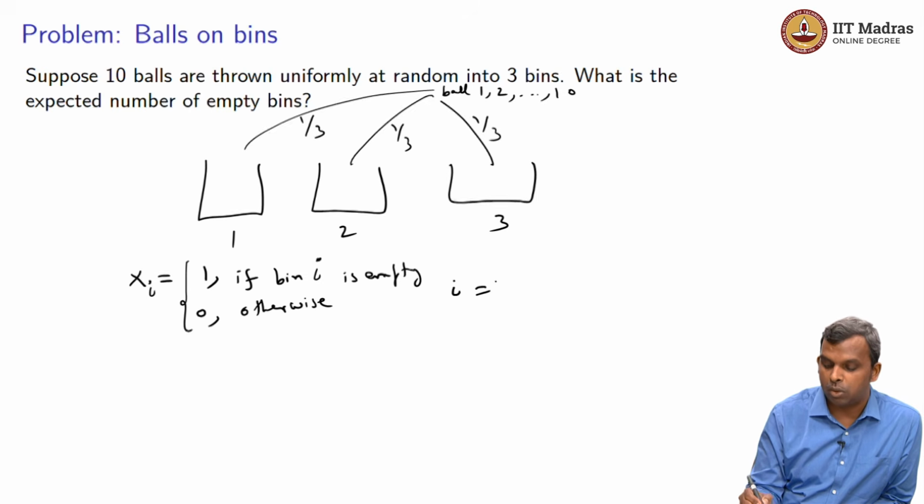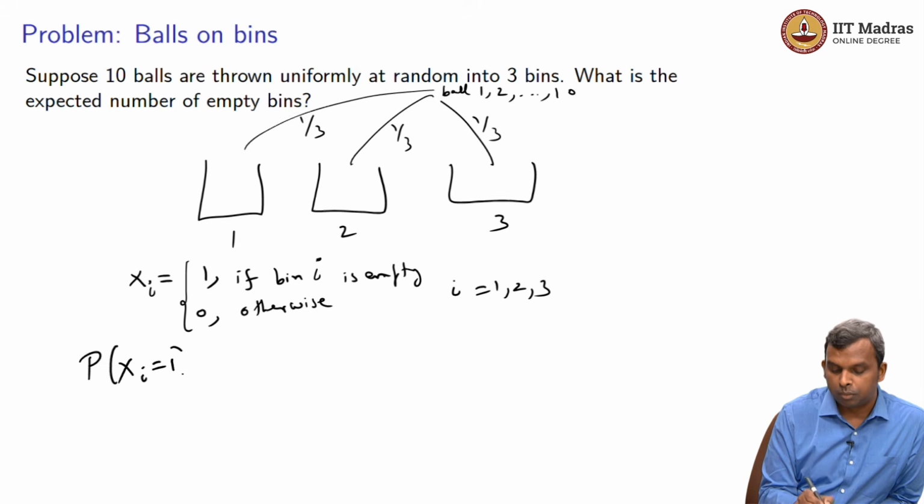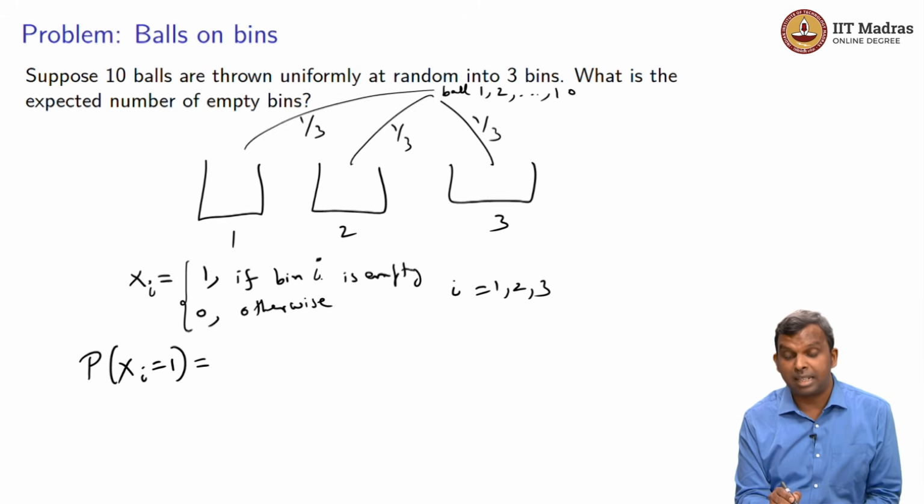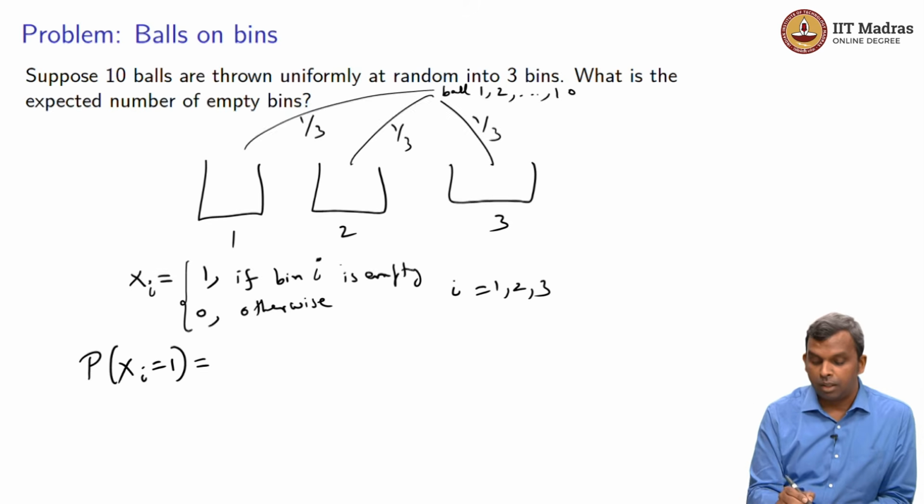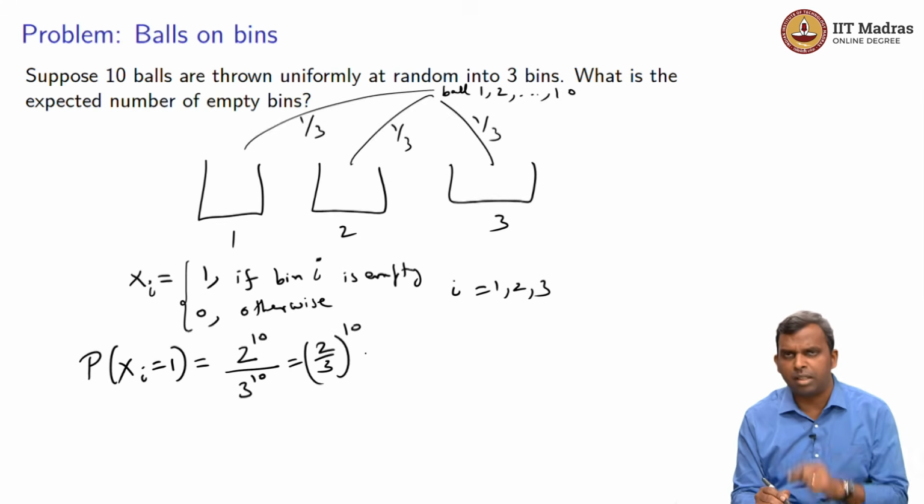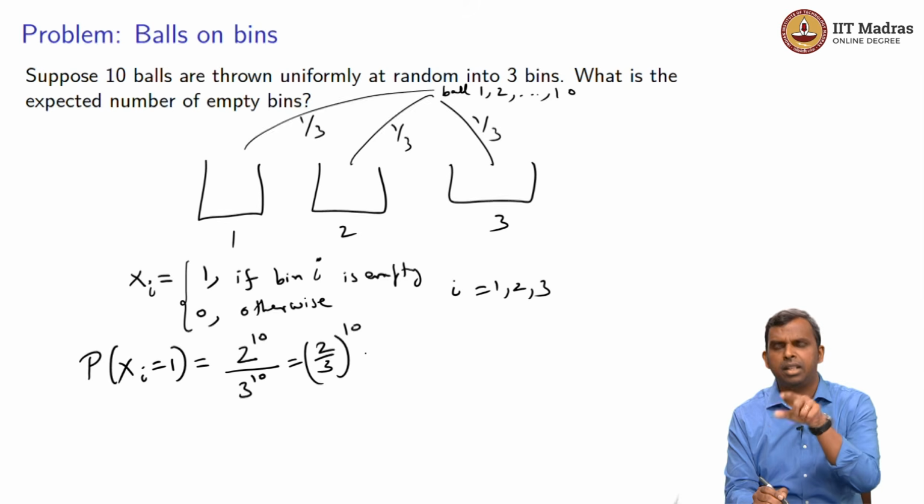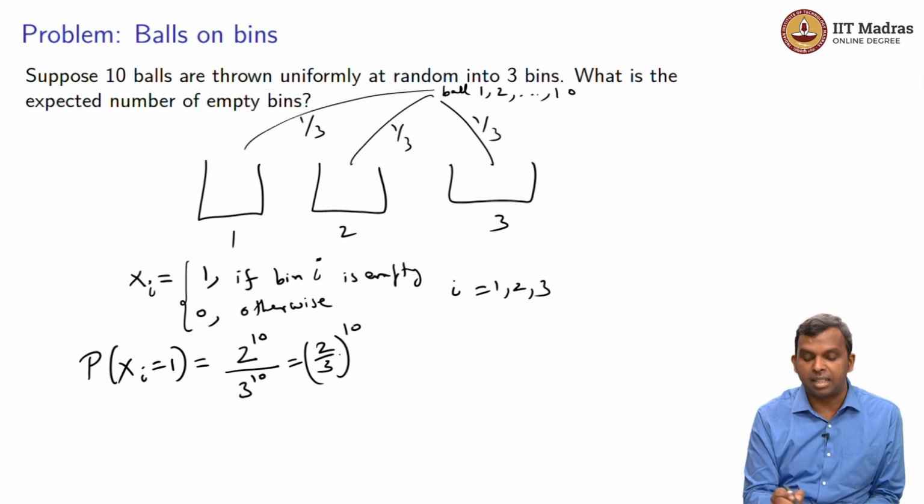for i equals 1, 2, 3. Okay. So what's the probability that xi equals 1? What's the probability that bin i is empty? All the balls should go into the other two bins. So that is 2 power 10 possibilities out of the 3 power 10 possibilities. So it's 2 by 3 power 10. The other way to think of it is every ball should not fall here. It's 1 minus 1 by 3, raised to the power 10. All the 10 balls should fall into the other bins. So the probability that xi equals 1 is easy. Okay. So what's the probability that xi equals 0? I don't really care too much at this point, but anyway, it's 1 minus 2 by 3 power 10.